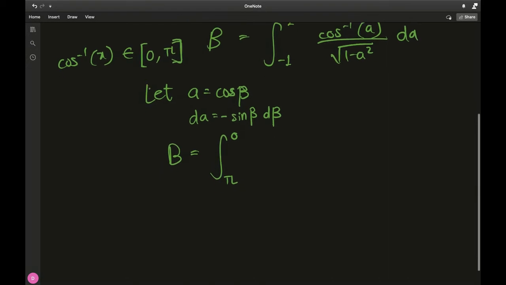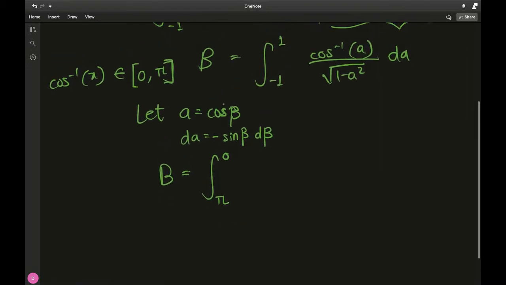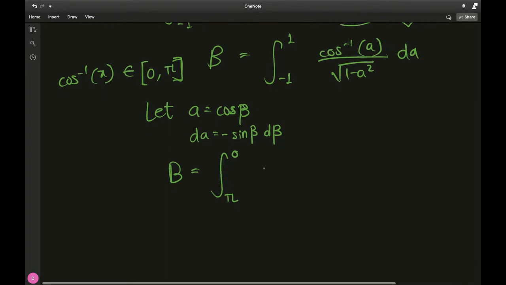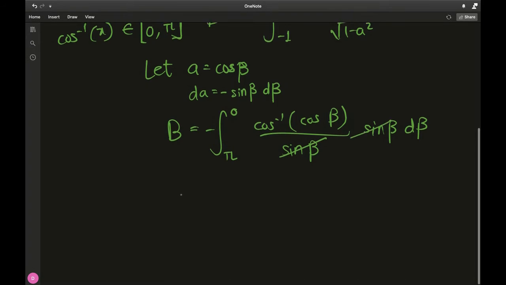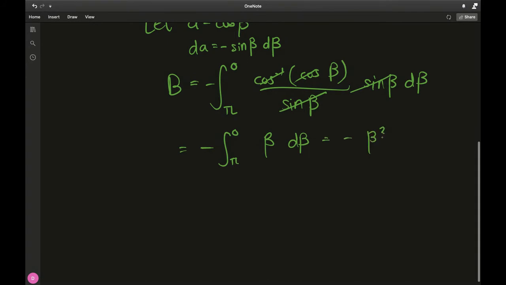Basically the apices of this interval, and we'll have cosine inverse of cosine beta over sine beta, and instead of the dA we have negative sine beta d beta. So these cancel out. We have negative integral from pi to 0. These are inverse functions cancelling out to beta d beta, and this is just simple. This is negative beta squared by 2 by the power rule, evaluated from 0 to pi.